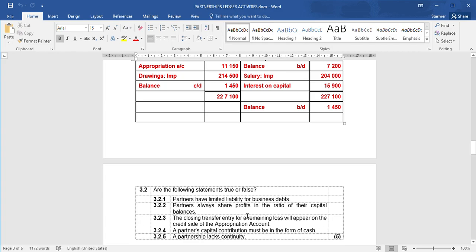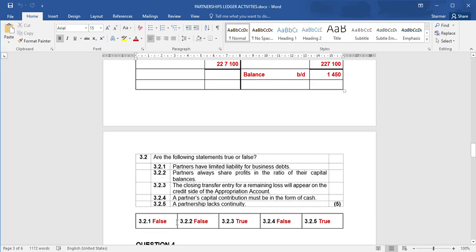The next question is some true and false. Partners have limited liability for business debts. That is false. It's one of the big disadvantages of partnerships, that a partner's personal assets can be used to pay the debts of a business.